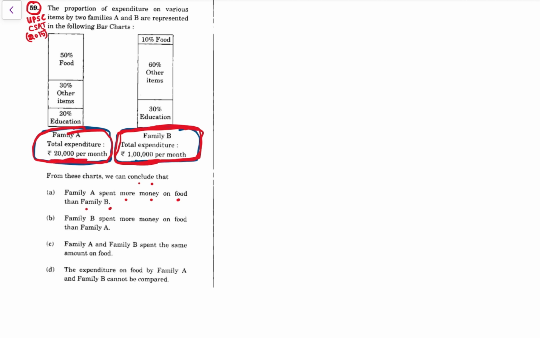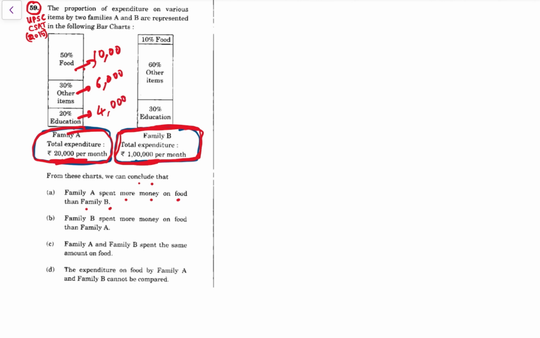Now, total expenditure month wise दिया. So family A is spending food में कितने स्पेंड कर रहा है? That is 50% of 20,000. See, food में 50% of 20,000, so 10% is 2,000, so 2,000 into 5 is 10,000. So family A is spending 10,000 on food. 30% on other items, 10% is 2000, we know, so 30% is 2000 into 3, that is 6000 on other items. Then 20% on education, 10% is 2000, so 4000 on education.